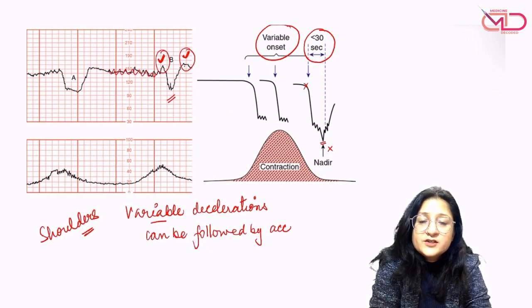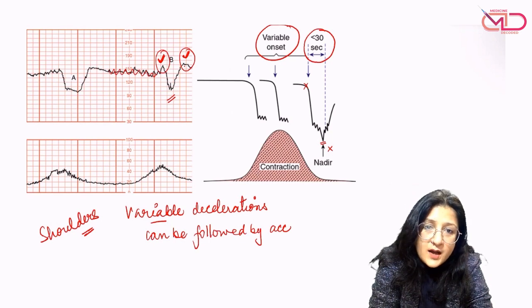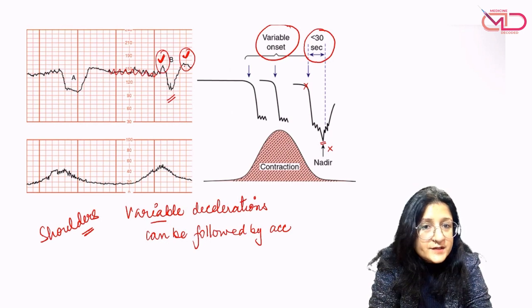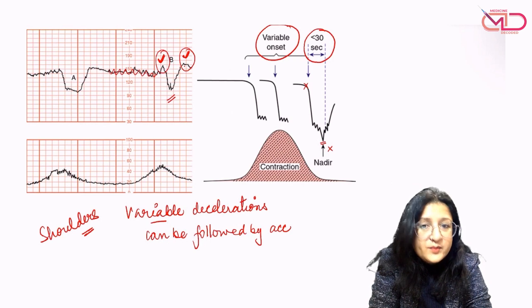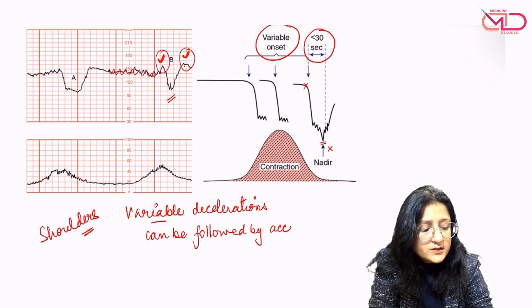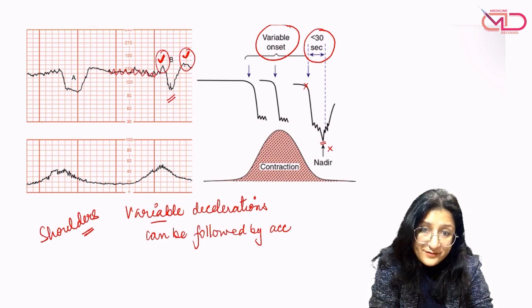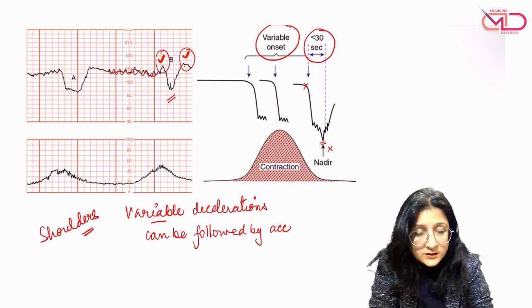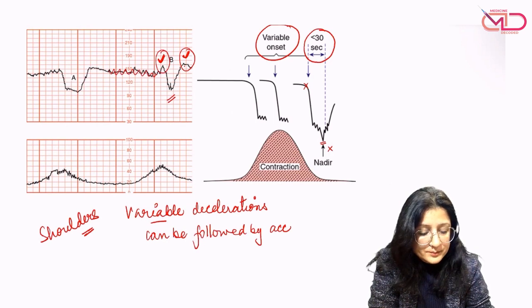And variable decelerations are because of cord compression. Late decelerations are because of uteroplacental insufficiency, and they are a sign of fetal hypoxia. And early decelerations are occurring because of fetal head compression. So these are important questions. Again, I emphasize, it is very important to revise fetal cardiotocography, that is intrapartum fetal heart rate monitoring, and NST. These are important topics for your examination.